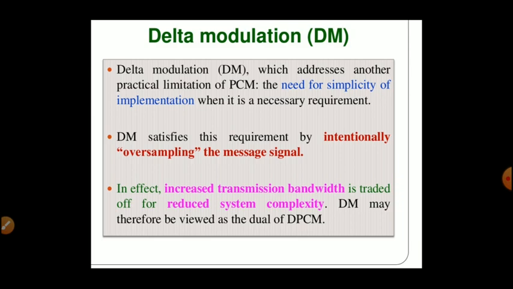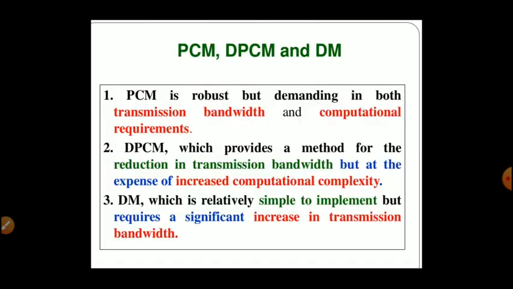One more, delta modulation. Delta modulation (DM) addresses another practical limitation of PCM, the need for simplicity of implementation when it is a necessary requirement. DM satisfies the requirement by intentionally oversampling the message signal. Increased transmission bandwidth is traded off for reduced system complexity compared to PCM. DM may therefore be viewed as the dual of DPCM.